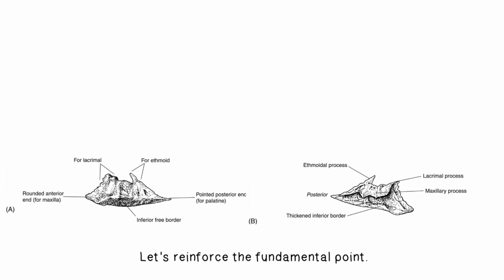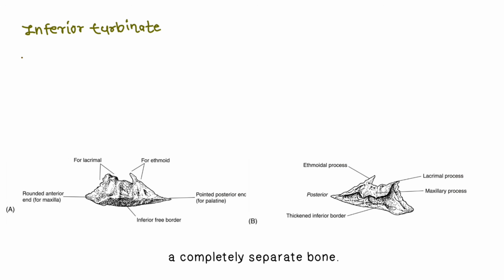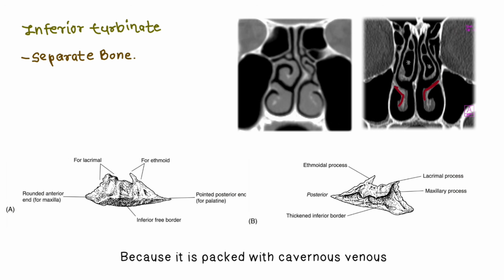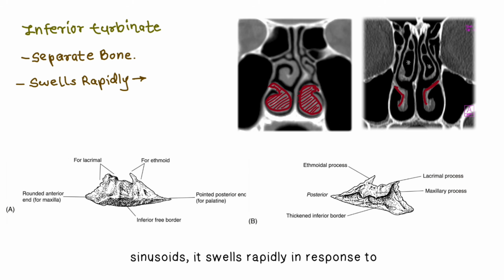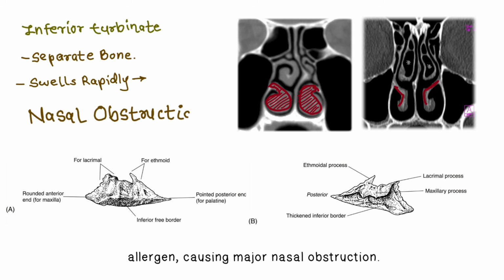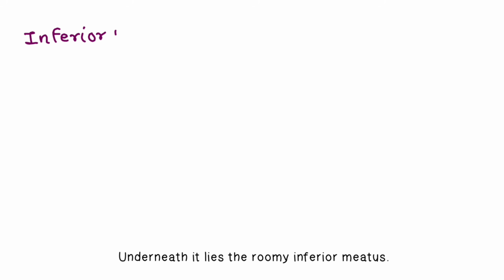Let's reinforce the fundamental point. Unlike the upper two, the inferior turbinate is a completely separate bone. Because it is packed with cavernous venous sinusoids, it swells rapidly in response to allergen, causing major nasal obstruction. Underneath it lies the roomy inferior meatus.